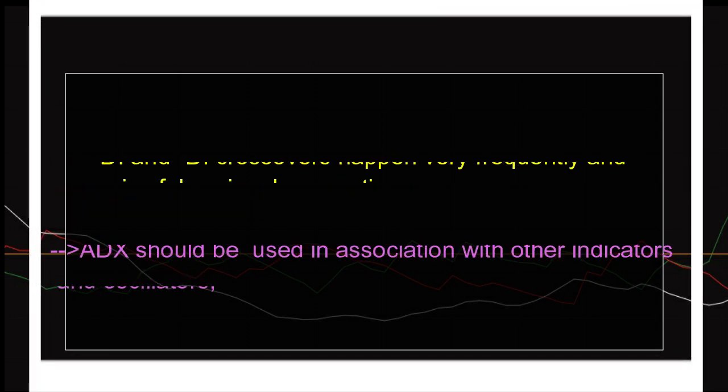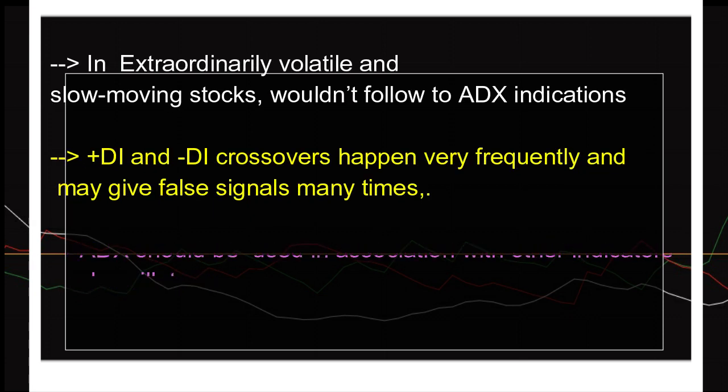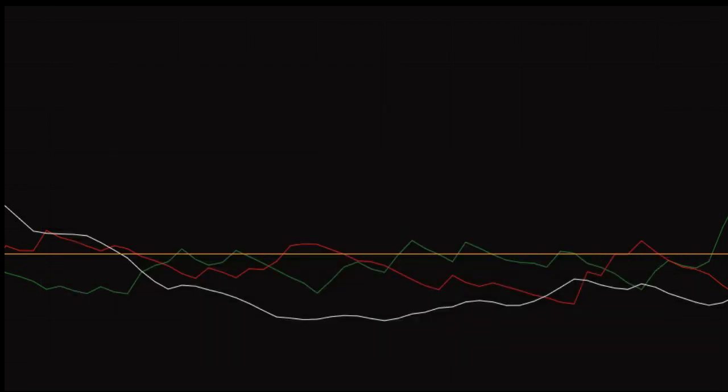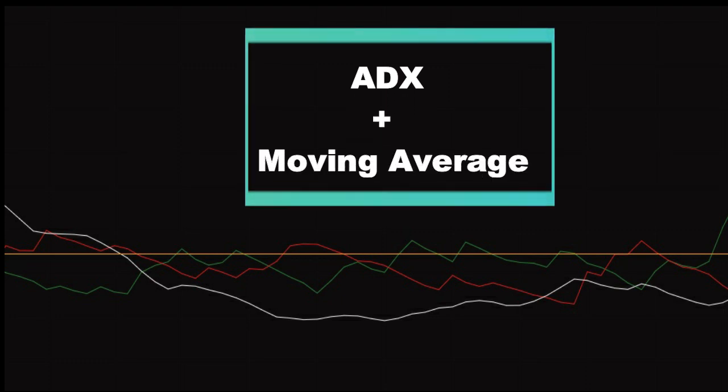In extraordinarily volatile and slow-moving stocks, you wouldn't follow ADX indications. Plus DI and minus DI crossovers happen very frequently and may give false signals many times. ADX should be used in association with other indicators and oscillators, so in this strategy we will use a moving average with ADX. So I hope you got enough knowledge about ADX structure.